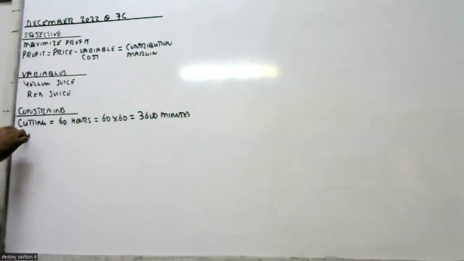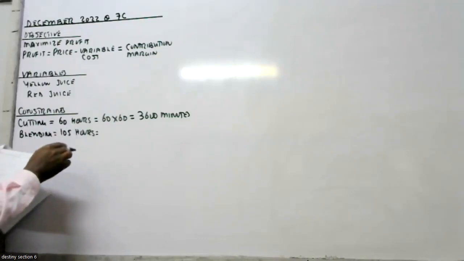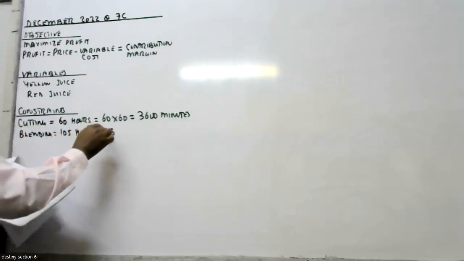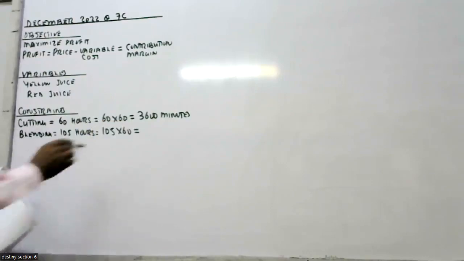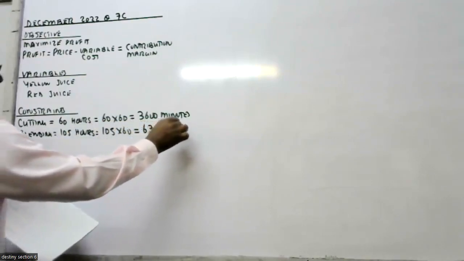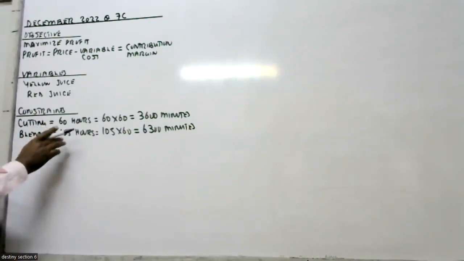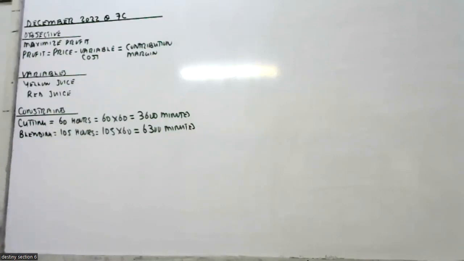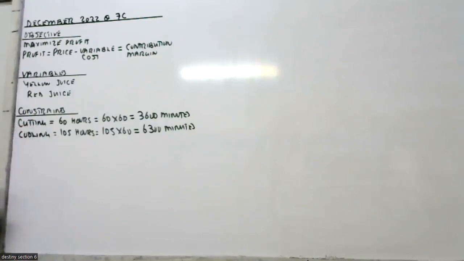The next one is breading. Now, breading, we have been told that we have 105 hours. 105 times 60 is 6,300 minutes. Sorry, actually that's not breading. Let's adjust here. The 105 belongs to cooling.